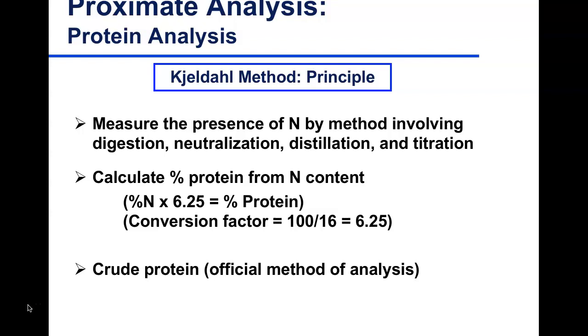However, based on these different proteins, certain protein types will have different amino acid compositions, so they might have more basic amino acids. So for example, for peanuts, the conversion factor is 5.3. For wheat, it's 5.7. For dairy, it's 6.38. And there is a table of this in the chapter, so you can find it there.